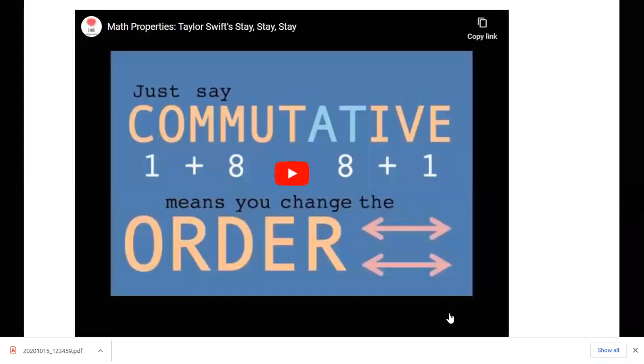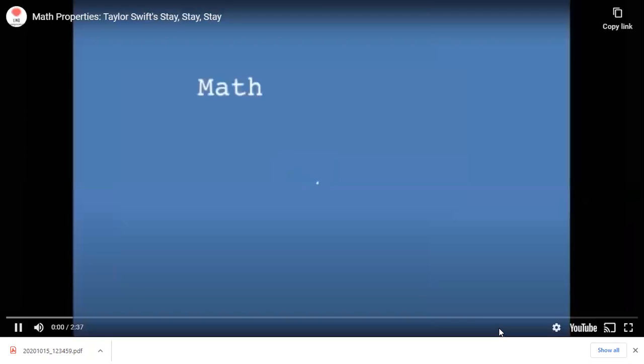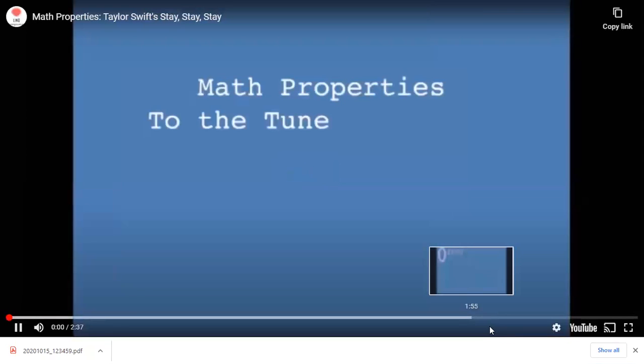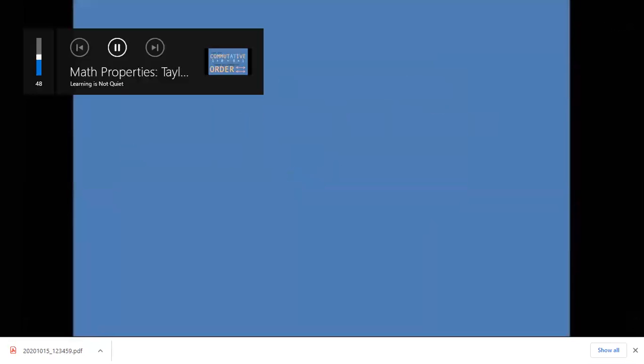I have a song for you. So let's play that song about the commutative property and the associative properties. See if it plays. Should play. It's to the tune of Taylor Swift. Stay, stay, stay. I'll turn it up.